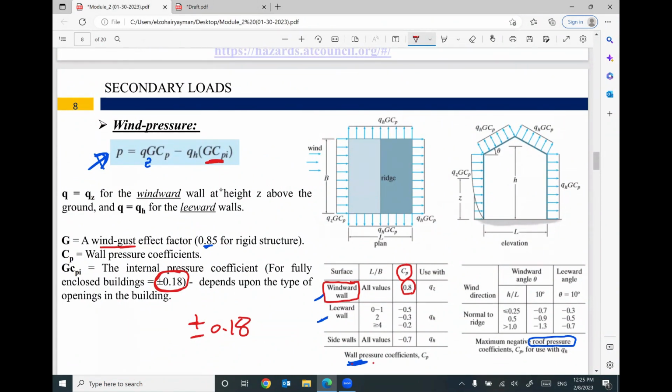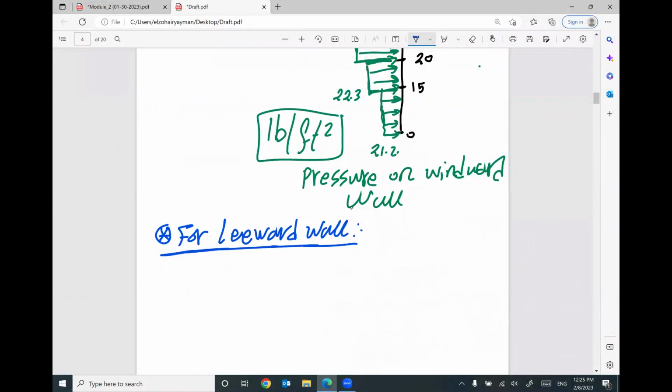For the leeward wall, we are going to use this expression: QH GCP minus QH GCPI. That makes sense? So we need to follow what is written here. The first term is variable. If you look here, the first term looks like this one written here, QZ. But the first term is different. So your equation will be something like this.